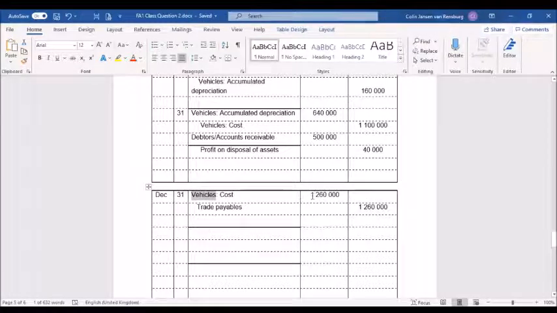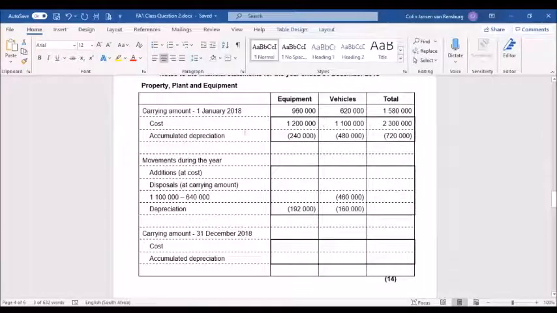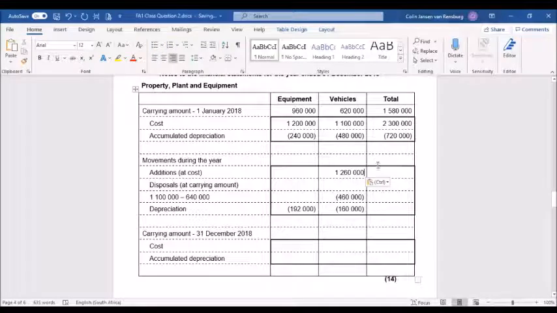So now let's find the appropriate spot for that in our PPE notes. I'm going to copy that figure and we're going to go back to the property, plant and equipment. That didn't relate to equipment, it related to vehicles. We've already written down the structure of this note. Remember, whenever we encounter a new financial statement or a new note, the first step is to memorize the structure so that we can write it down before we even start looking at the figures that we require.